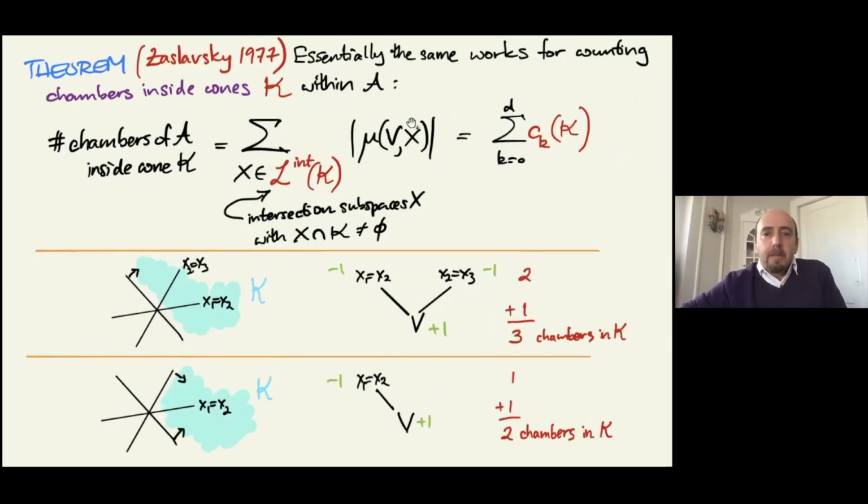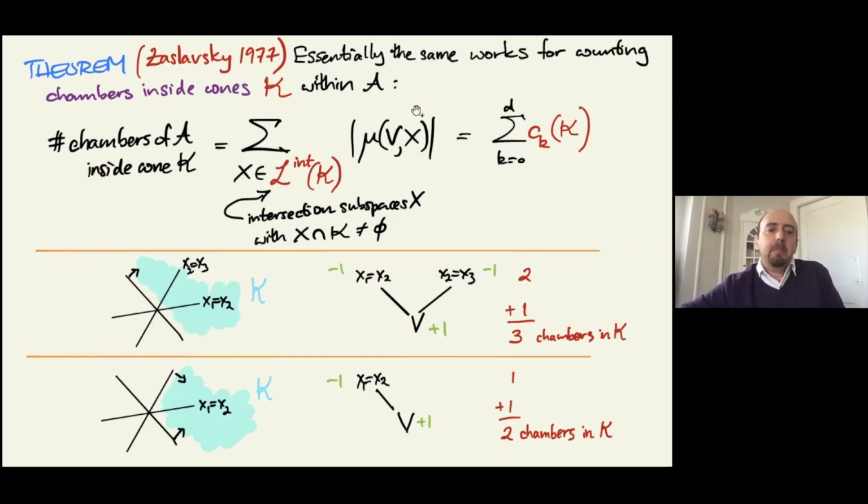What's perhaps less well known is a later theorem of Zaslavsky from a couple years later in his paper. I think it's called a Combinatorial Theory of Topological Dissections, maybe combinatorial analysis of topological dissections. He proved that essentially the same formula generalizes and is just as easy to prove when you want to count not all of the chambers in an arrangement, but the chambers that are inside an open cone. I should have emphasized the word open on this slide.